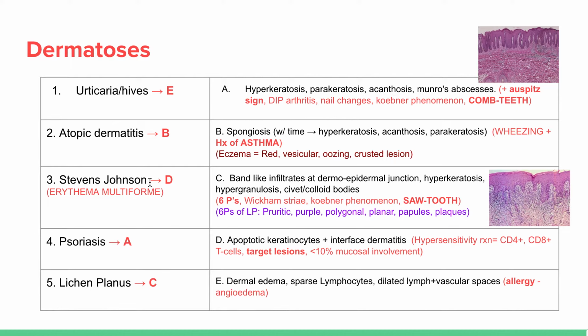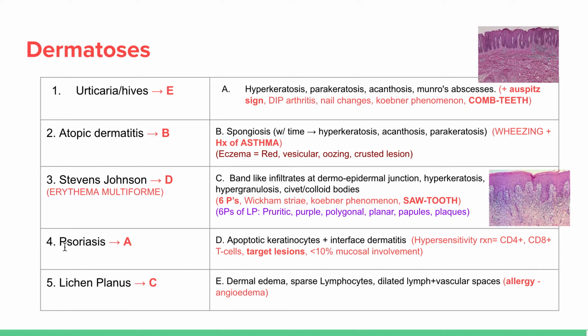The other type of erythema multiforme is TEN, or toxic epidermal necrolysis. The difference between Stevens-Johnson and TEN really is how much mucosal involvement. If it's less than 10%, it's Stevens-Johnson syndrome. If it's greater than 30%, I believe, or greater than 10% up to about 30%, then it's your toxic epidermal necrolysis.